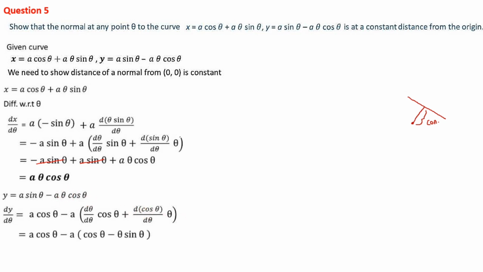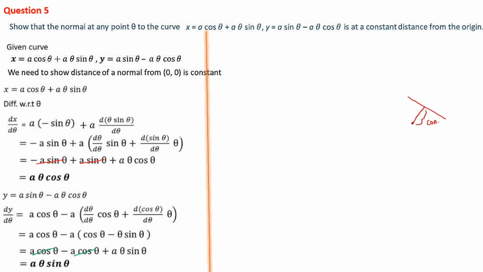Then a cos theta minus a into d theta by d theta, that is 1, into cos theta, is cos theta. Then the derivative of cos theta is minus sin theta, and theta is there again, so minus theta into sin theta. Then remove the bracket. A cos theta minus a into cos theta is minus a cos theta. Minus a, minus into minus plus, a into theta into sin theta is a theta sin theta. Here also opposite signs are there that we can cancel, a cos theta minus a cos theta. So finally we have got the answer as a theta sin theta.